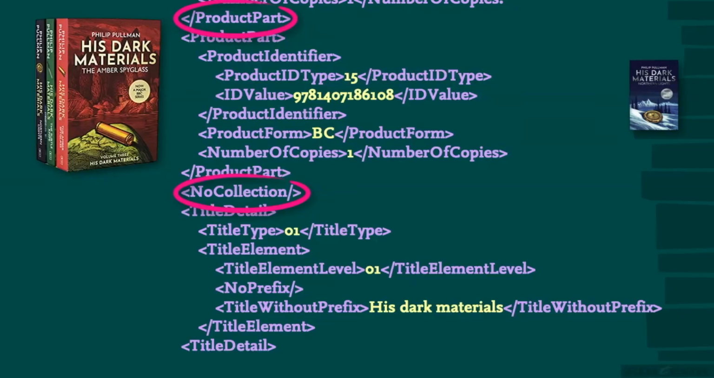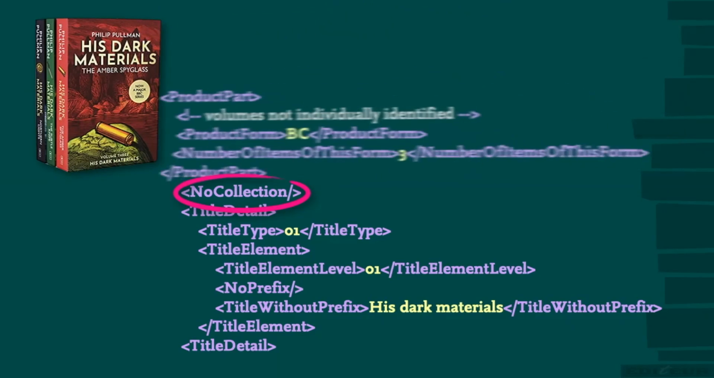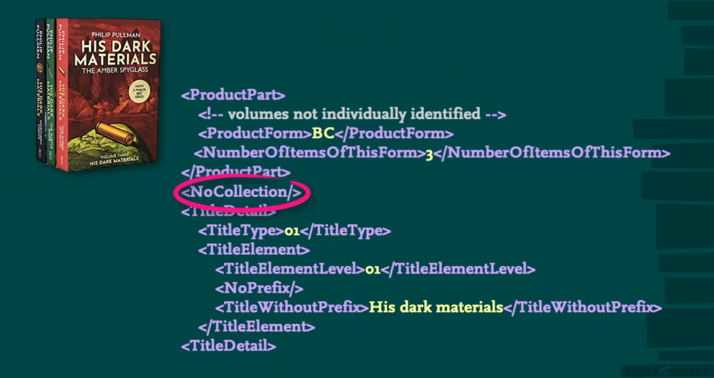Okay, there is a dumbed down version of this too, simply saying that there are 3 unidentified paperbacks in the box set. This isn't recommended, particularly when each of the parts is a product in its own right, like it is here.